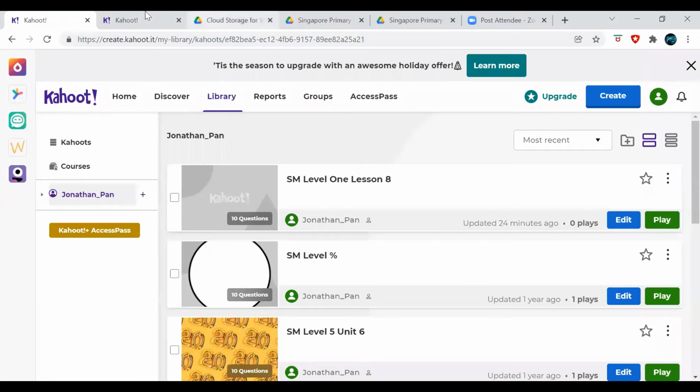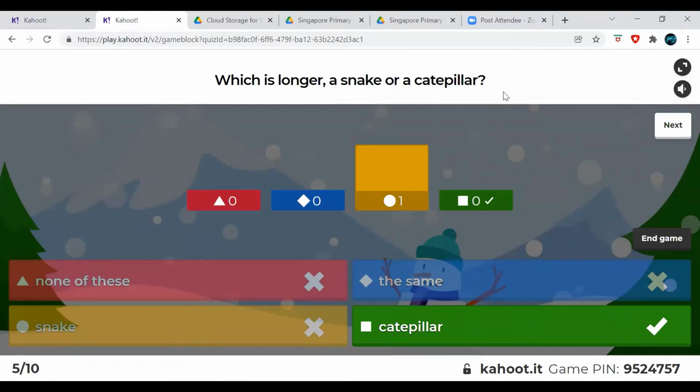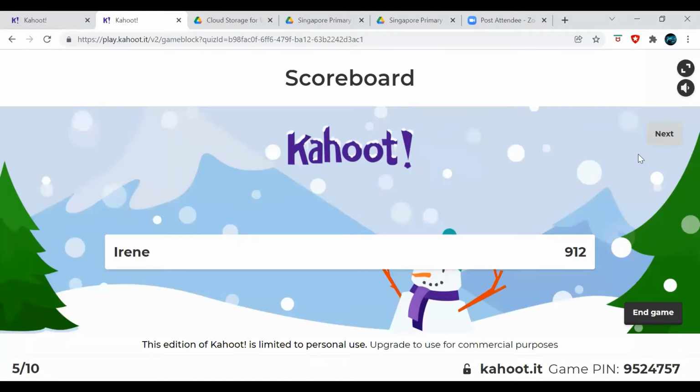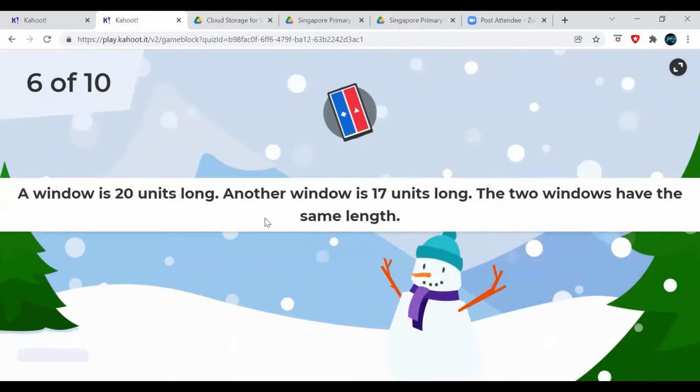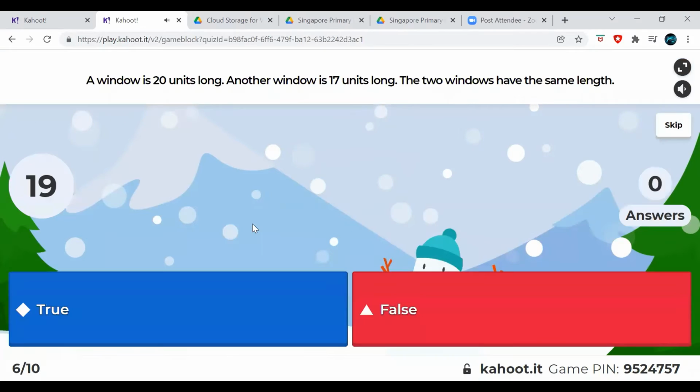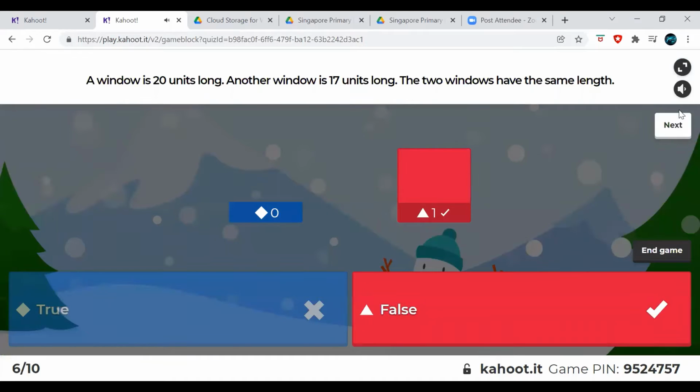I'm sorry if you don't really know what a snake or a caterpillar is, but a snake is bigger because a caterpillar is a bug and a snake is something called a reptile. And I believe you'll learn that at some point in elementary school. Okay. A window is 20 units long. Another window is 17 units long. The 2 windows have the same length. No, great job.